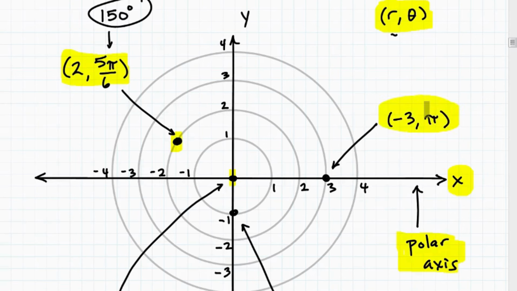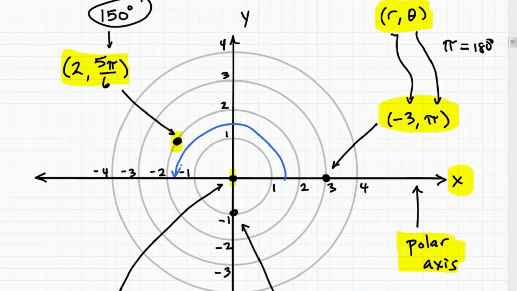Let's start with this guy. Now here, if you look, the radius is negative. So what does that mean? I'm going to explain that in a second. And the angle theta is pi. Pi, you should know, is 180 degrees. So we're starting from the polar axis, and we're sweeping around 180 degrees, or pi. That's positive, so it's going counterclockwise.